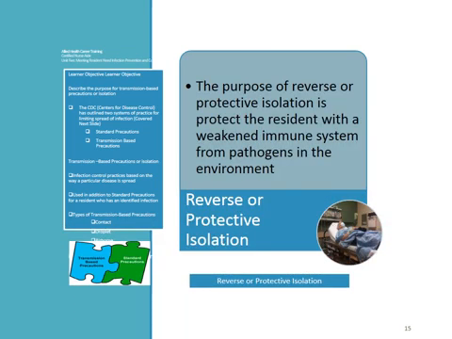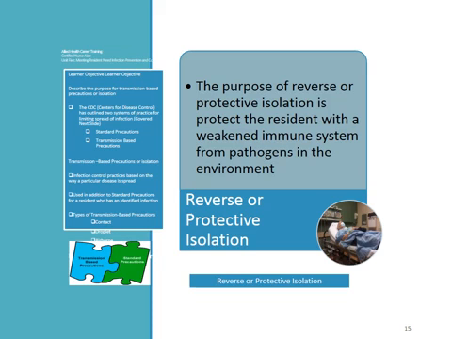Now, there are some times we have to use reverse or protective isolation. The purpose of reverse or protective isolation is to protect the resident. They might have a weakened immune system. Remember, they don't have enough of those Pac-Man to go and eat up those microorganisms or pathogens. So we have to put these people in reverse or protective isolation to keep them from getting pathogens from the environment. Now, you really don't see this as much in long-term care facilities as you would in the hospital.